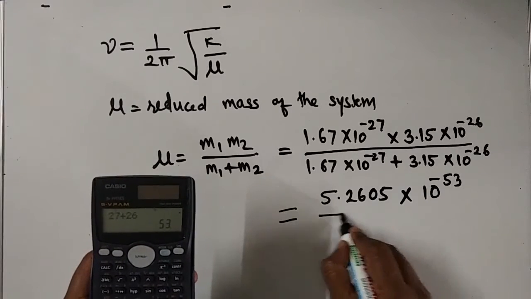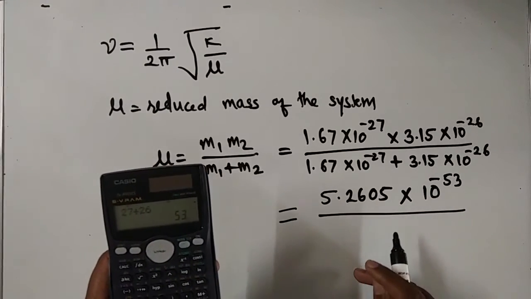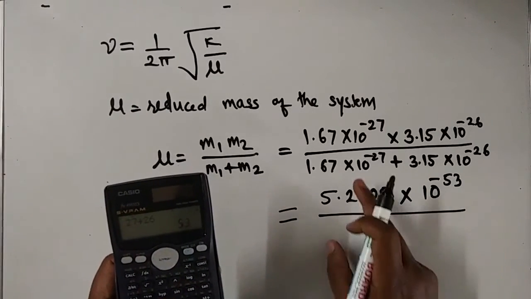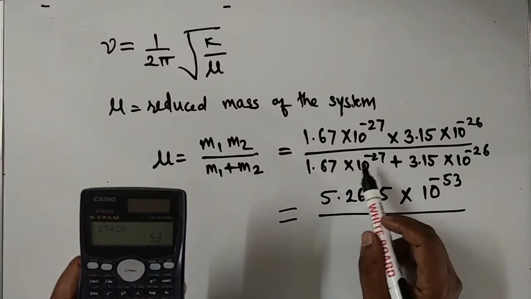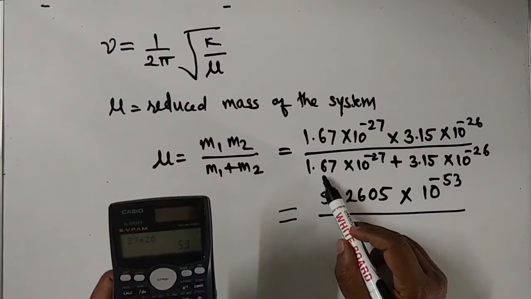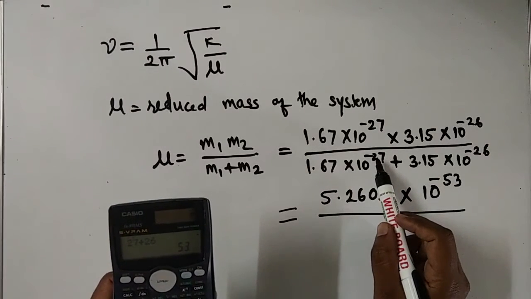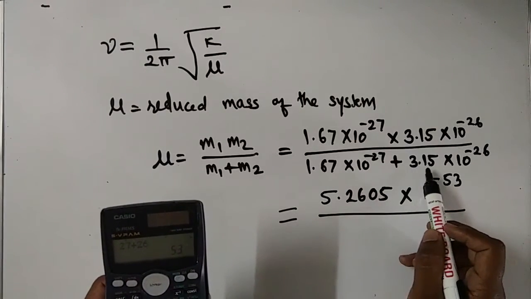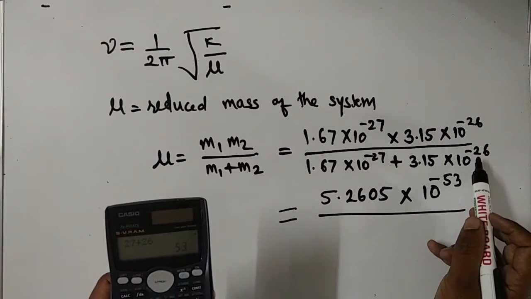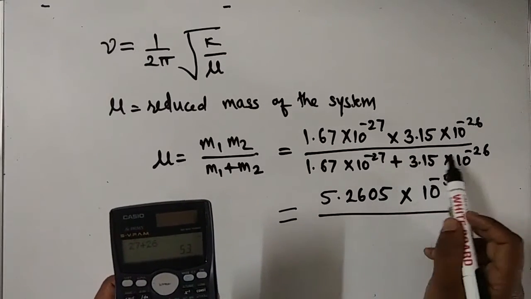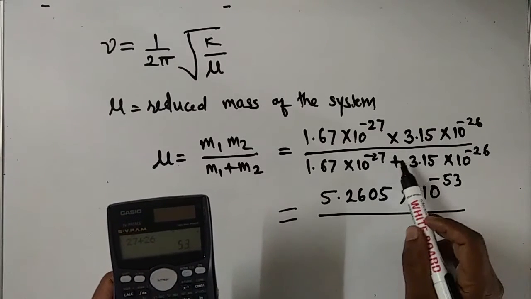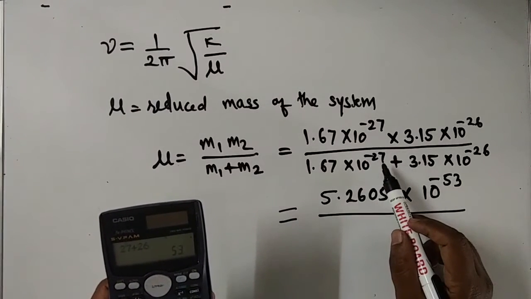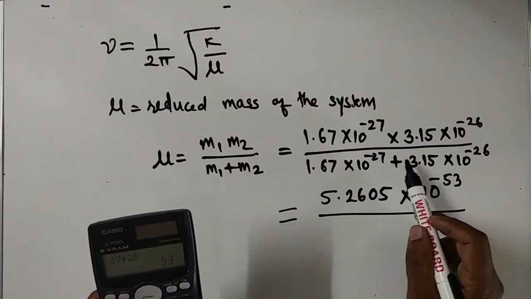And below we'll do the calculation. Before that, here we have to see the order, right? In the denominator, what we have is 1.67 into 10 raised to minus 27 plus 3.15 into 10 raised to minus 26, right? Here the two terms are not in the same order, right? That means we cannot directly sum up these two terms.